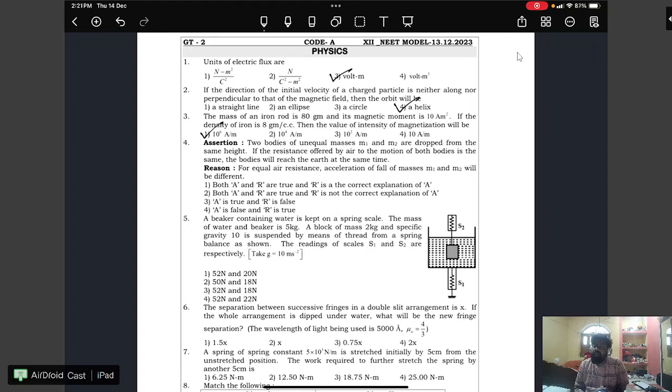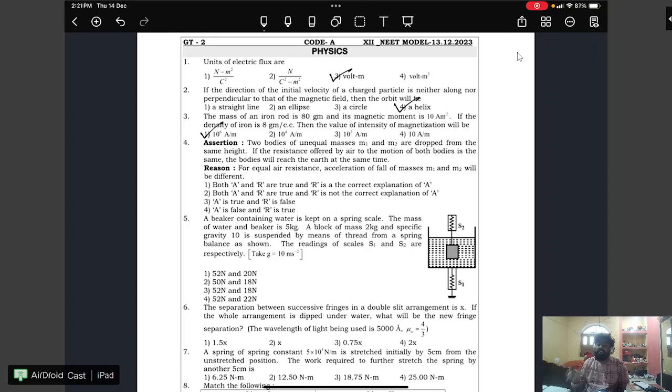Acceleration due to air resistance depends on mass. Hence, the bodies will not reach Earth at the same time. First thing, so the assertion is wrong. False. For equal air resistance, the acceleration of fall of masses m1 and m2 will be different.